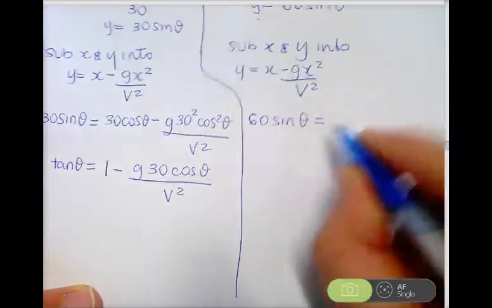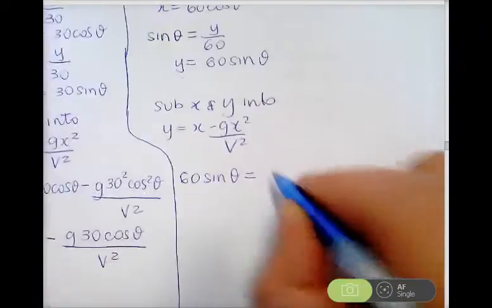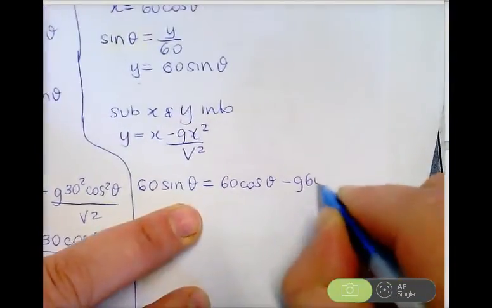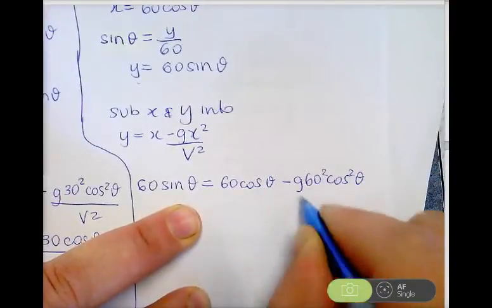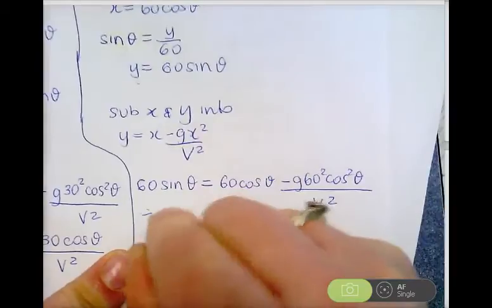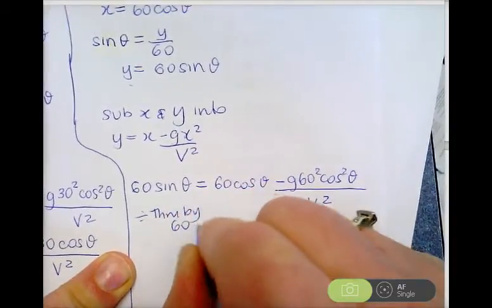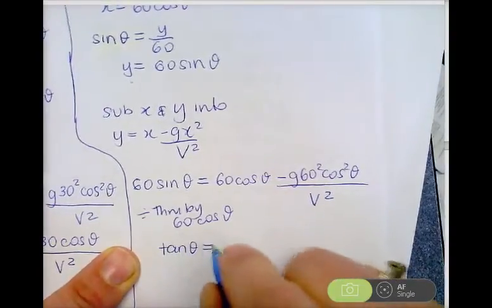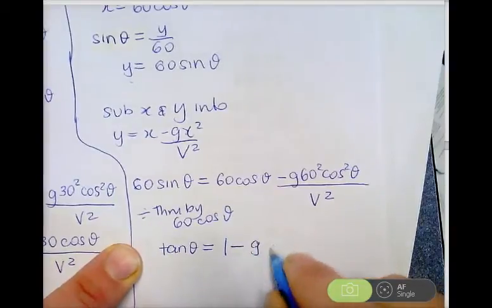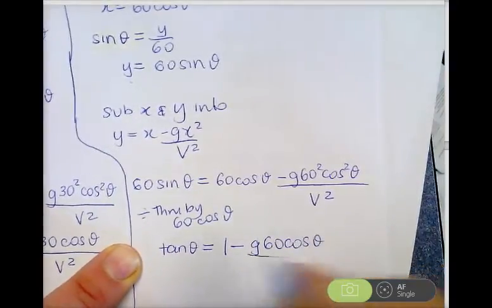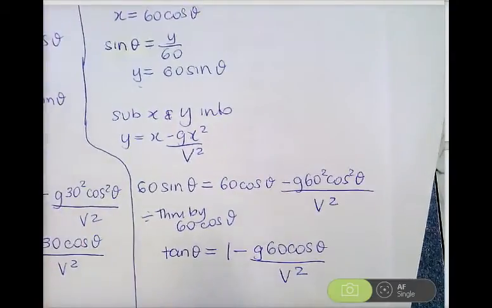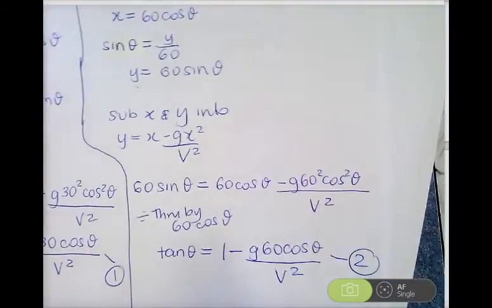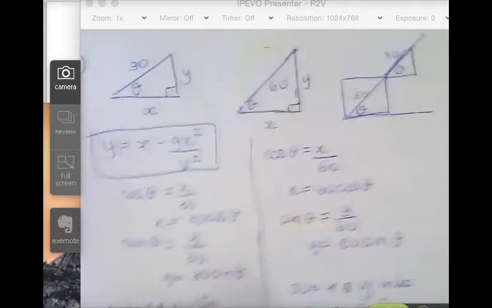60 sine theta equals, for the other side, 60 cos theta minus g, 60 squared cos squared theta over v squared. We're going to divide through by 60 cos theta, and we're going to get tan theta equals 1 minus g 60 cos theta over v squared. Now, equation 1, equation 2. Problem, it's not exactly what we needed.